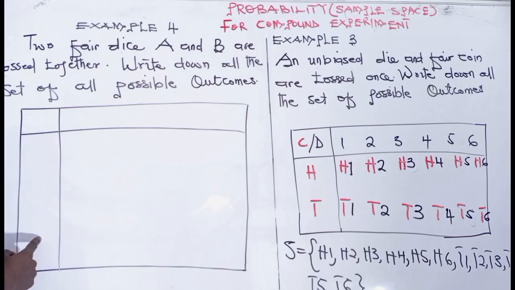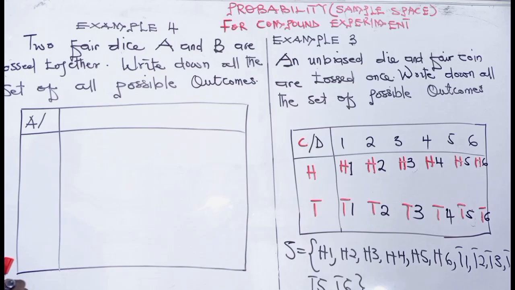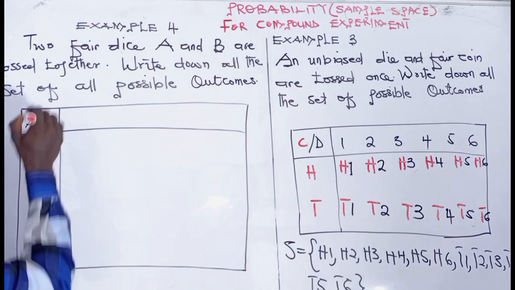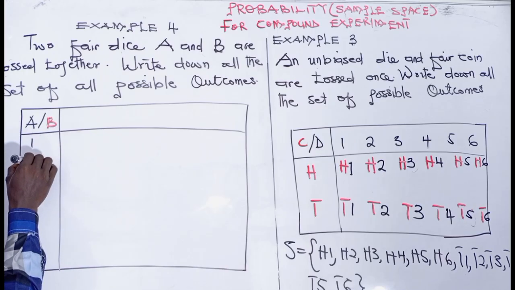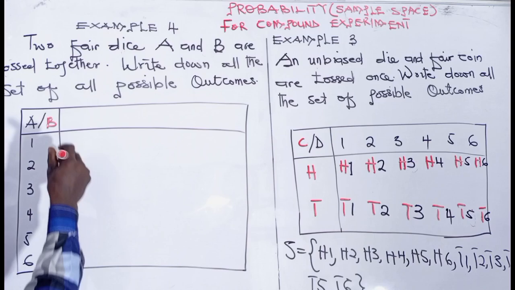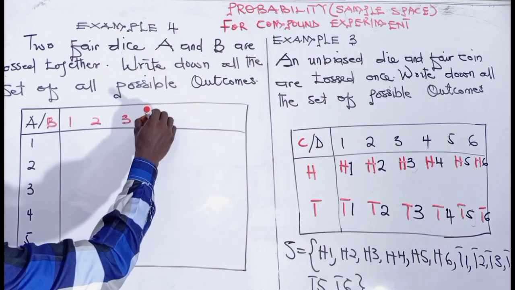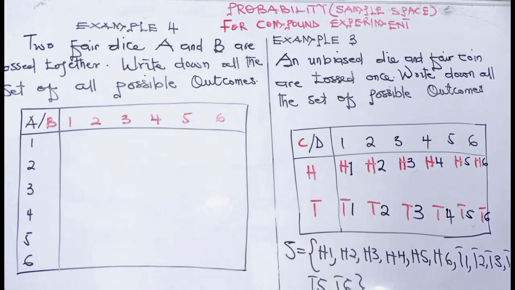So we are going to use this column to represent die A and then this row to represent die B. With die A, we have the possible outcomes 1, 2, 3, 4, 5, and then 6. And then die B, we have this set of possible outcomes 1, 2, 3, 4, 5, and then 6. Once we have this, we pair the outcomes of die A with die B.